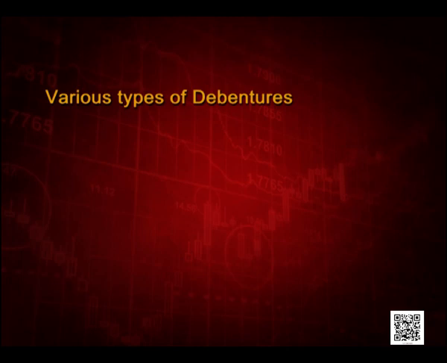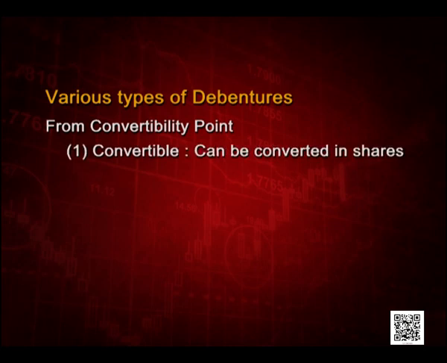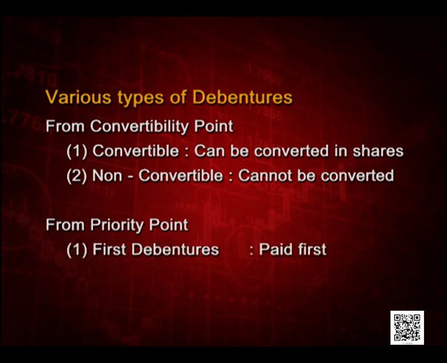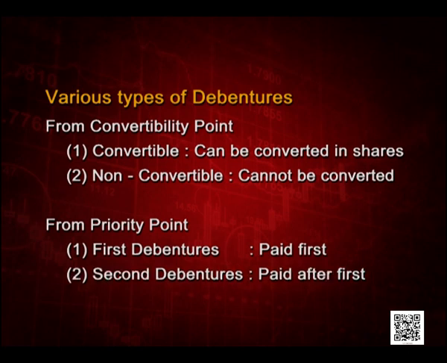Another viewpoint is convertibility. If the debentures are convertible into shares, they are called convertible debentures, and if they are not convertible, they are simply called non-convertible. And one more point is priority. Those debentures which are to be paid first are called first debentures, and those which are to be paid after the first are naturally called second debentures.